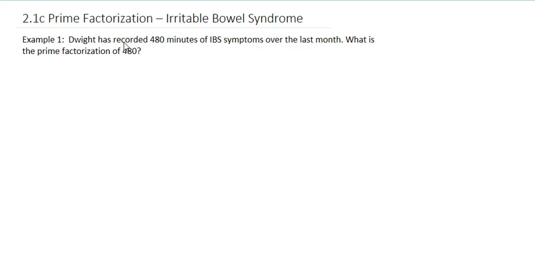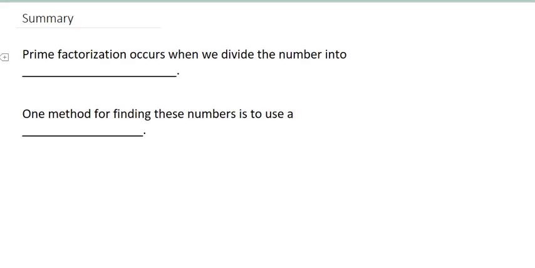Prime factorization. Dwight has recorded 480 minutes of IBS symptoms over the last month. What is the prime factorization of 480? So, let's go over what prime factorization is. Prime factorization occurs when we divide the number into all prime numbers.